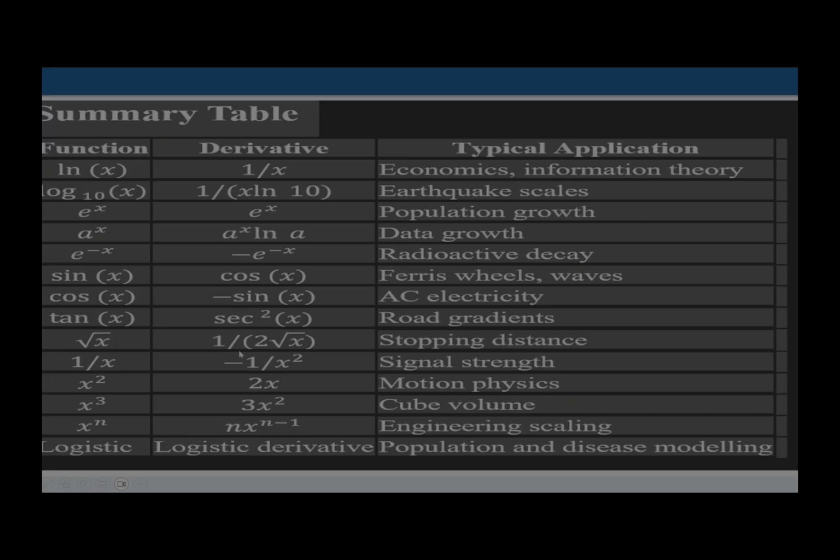Square root, we got 1 over 2 square root x, stopping distance. 1 over x gives minus 1 over x squared, signal strength. x squared gives 2x, motion physics, and x cubed gives 3x squared, cubic volume. x to the power n gives n x to the n minus 1, engineering scaling. The logistic derivative is for population and disease modeling. We talked about that before. This is only a summary table.